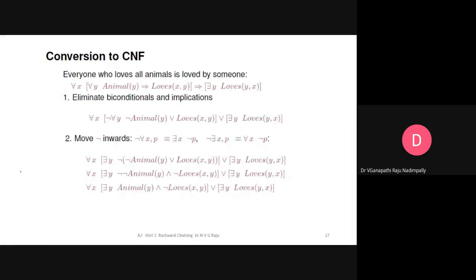Okay, look here. Please now use your notebooks. Please, everyone, use your notebooks. This is CNF resolution. Now, please take this sentence: everyone who loves all animals is loved by someone.